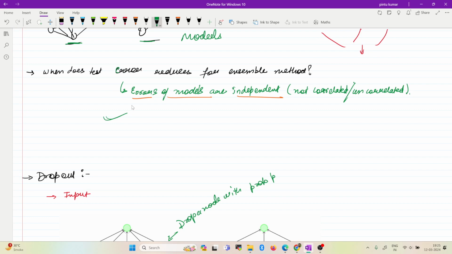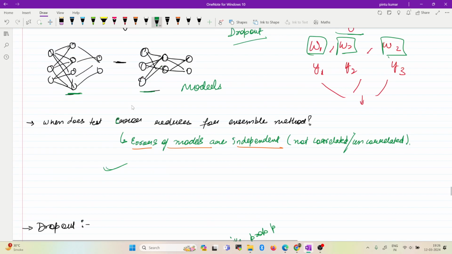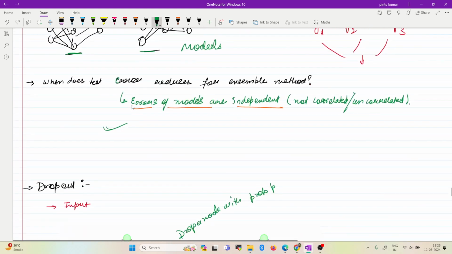So error would reduce if the errors of your models are independent or uncorrelated to each other. Okay, so this is the ensemble method.